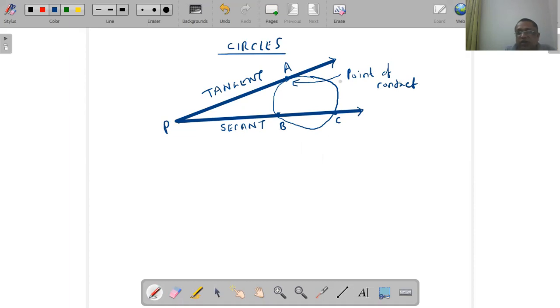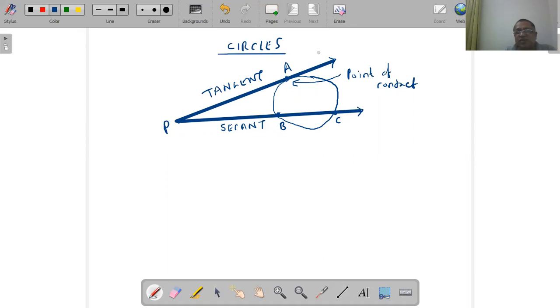So hope this is clear. A tangent is a line drawn from an external point P touching the circle externally at a point. So it's a line which is passing outside the circle, just touching at one point externally. And this point of contact is very important because the first theorem says that the angle between the radius and the tangent at the point of contact is 90, right? So that we'll be doing just now. And this is a secant intersecting the circle at 2 points.